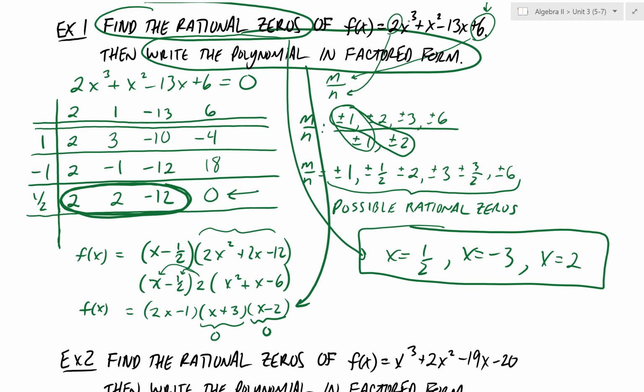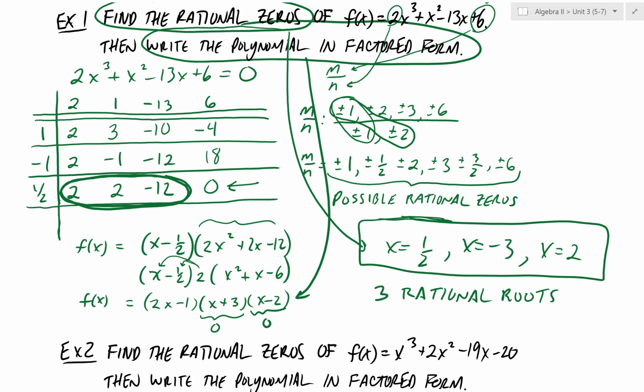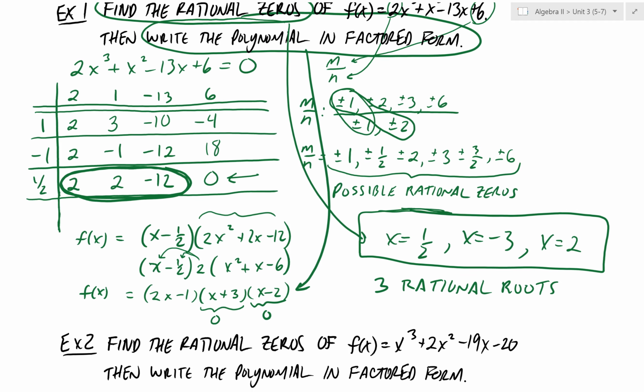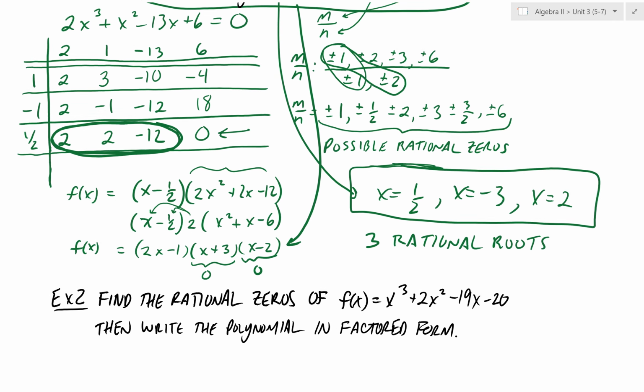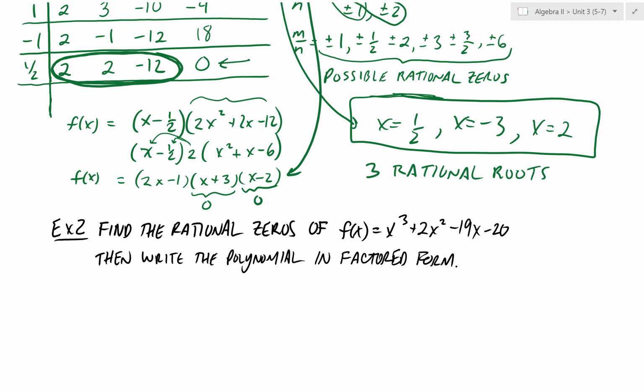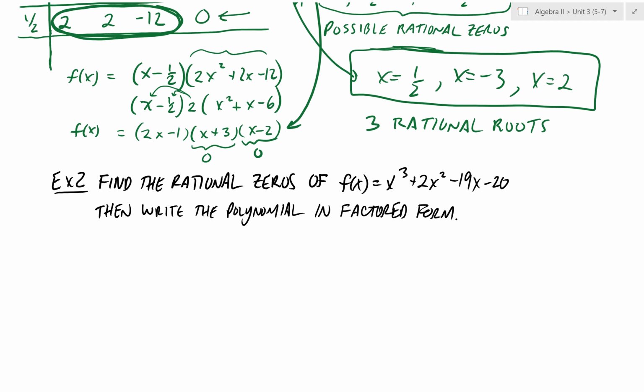This is a third degree polynomial, so it can't have more than 3 zeros or roots, and this one has all 3 that are rational. That doesn't have to happen. It won't happen every time, but for this one we got 3 rational roots, or 3 rational zeros. Any questions on that one? Okay, go ahead and try the same thing on example 2, please.